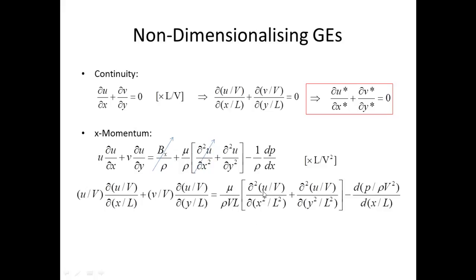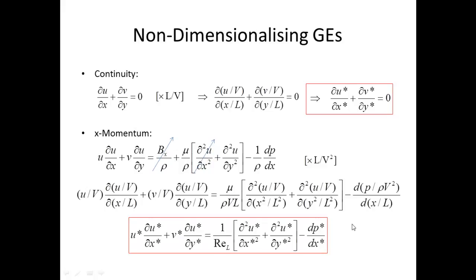So here again we have ∂² U star by ∂x star squared, ∂² U star by ∂y star squared, and so on. This becomes dP star by dx star. So that gives us our final form of the non-dimensionalized x momentum equation as shown here. We need not write the y momentum equation because, as discussed before, the y momentum equation boils down to simply dp by dy equal to 0.